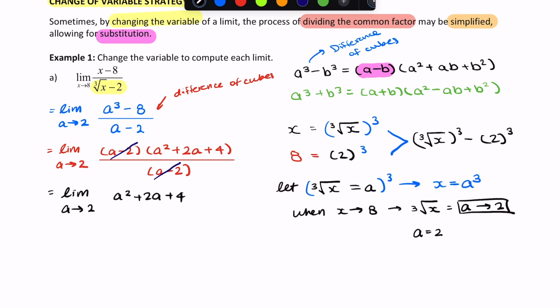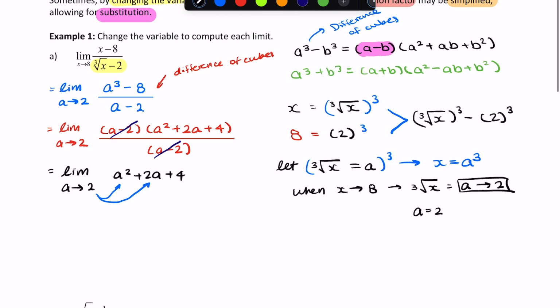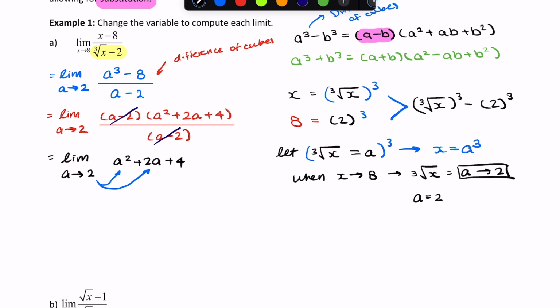And since now we have a squared plus 2a plus 4, we can simply sub in this value of 2 into each of these components of a. Since we got rid of that denominator, we got rid of the restrictions, and so now we have 2 squared plus 2 times 2 plus 4. So we have 4 plus 4 plus 4, which gives us 12.